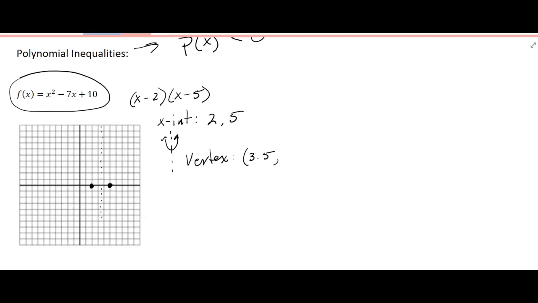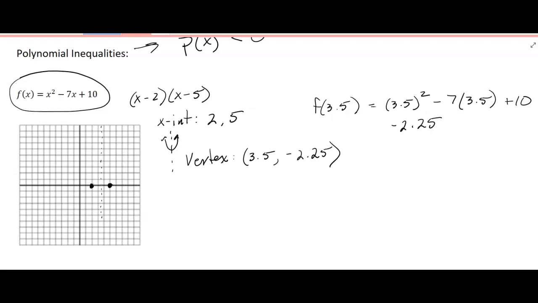Now, how do we figure out the y value, or the output for 3.5? You could plug it in, say f of 3.5, and you're going to go 3.5 squared minus 7 times 3.5 plus 10, and you get a calculator, you work that all out, and it turns out to be negative 2.25. Okay, so now we know where the vertex is. It's about there. And then you could find the y-intercept, easy enough. Just find f of 0, and that's going to get you 10. So you know there's a point there.